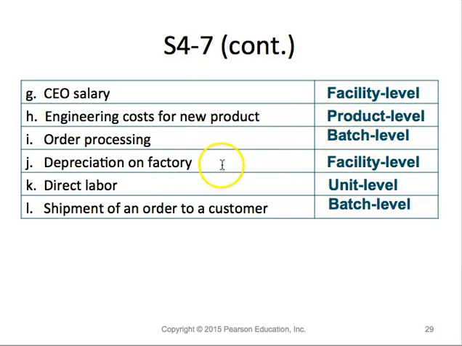Depreciation of a factory, of course, is facility level, because the factory is a facility. Direct labor is unit level, so per hour, how much a specific person has been paid, so it's unit level. A unit can be a unit product, a unit as a person or as labor. And shipment of an order to a customer is similar to the order. It may contain multiple or different products, so it's one batch, so batch level.